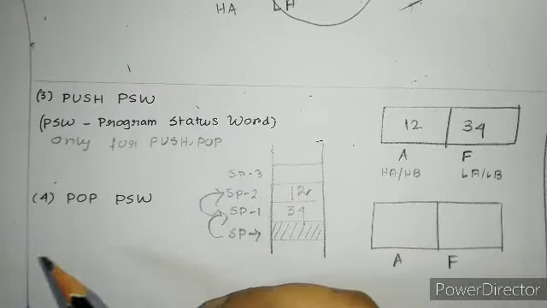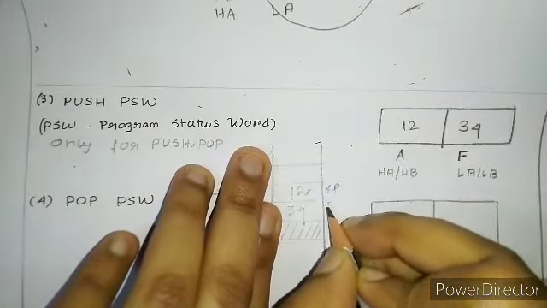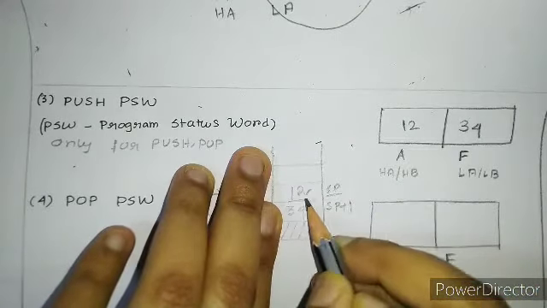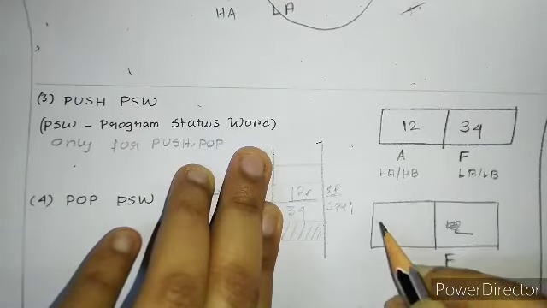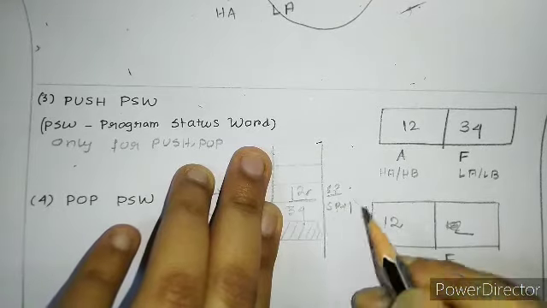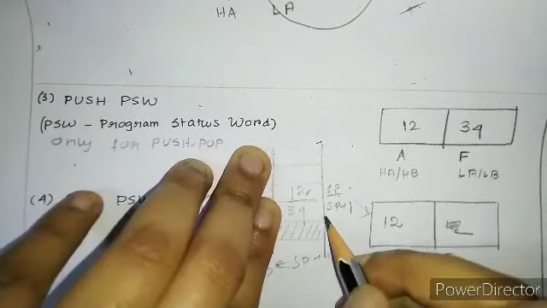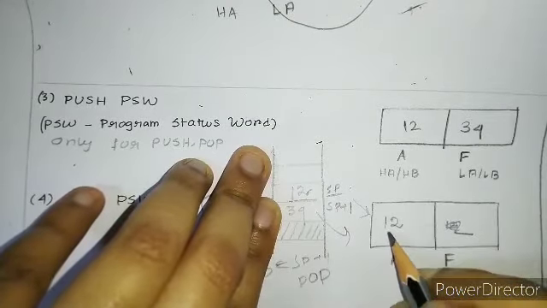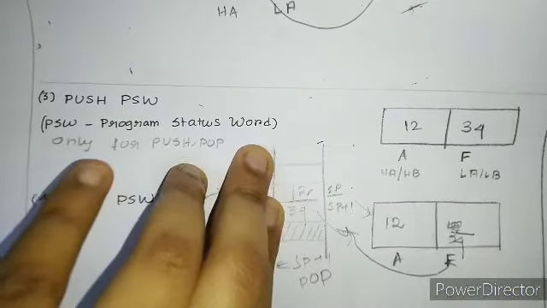So again, if you want to pop, then this SP will become SP plus 1. So first, this is SP, pop, this will get out and go to F, sorry, go to A, because this is the higher address, right? Higher address, higher byte. Then make SP plus 1 to SP and again perform pop, this will come to A, this will come to F.